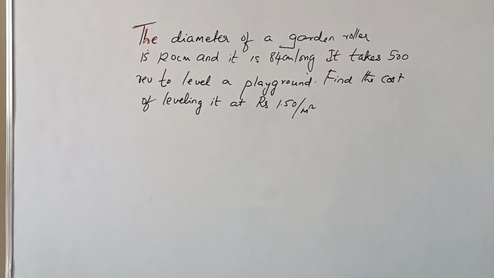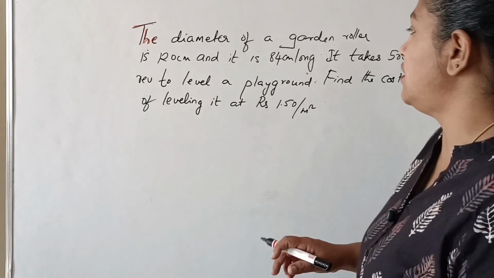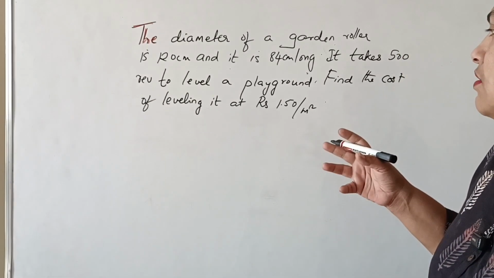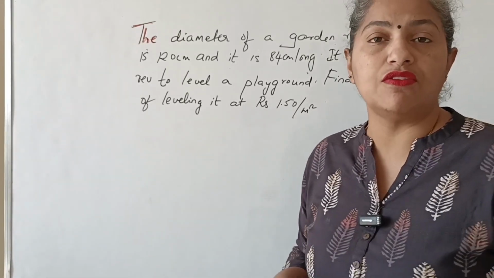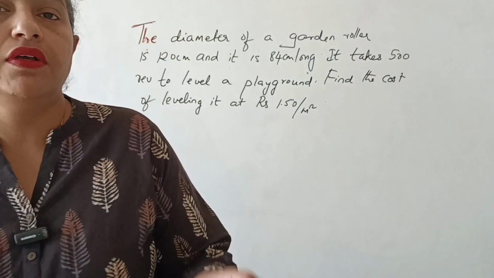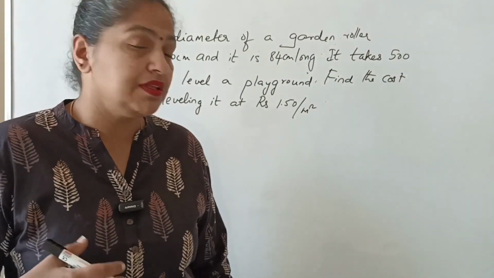The diameter of a garden roller is 120 centimeters and it is 84 centimeters long. It takes 500 revolutions to level a playground. Find the cost of leveling it at rupees 1.50 per meter square. Now it is again the same concept. There is a garden roller.